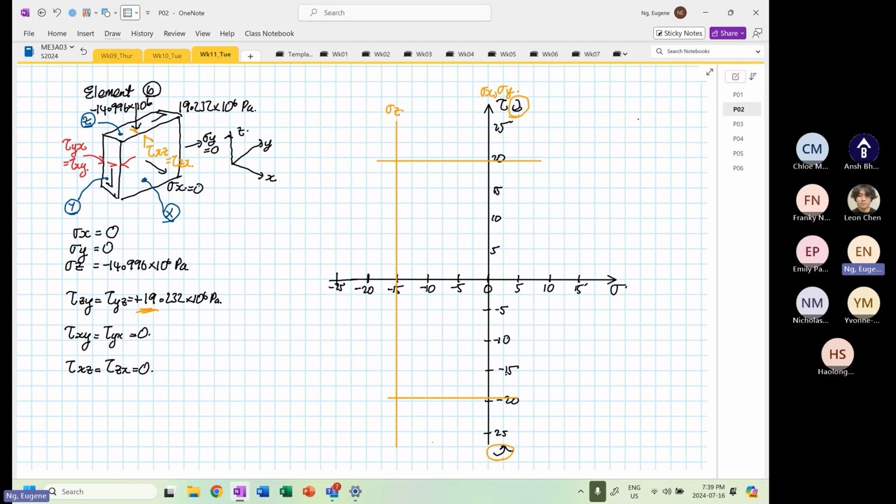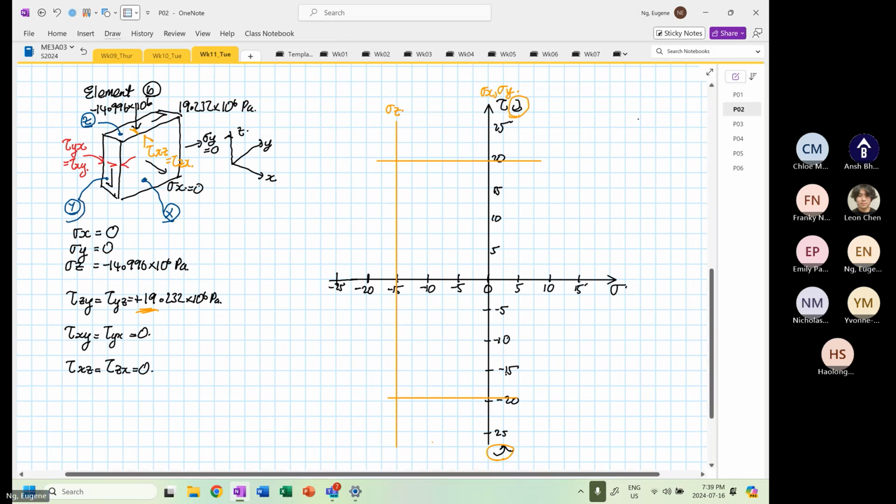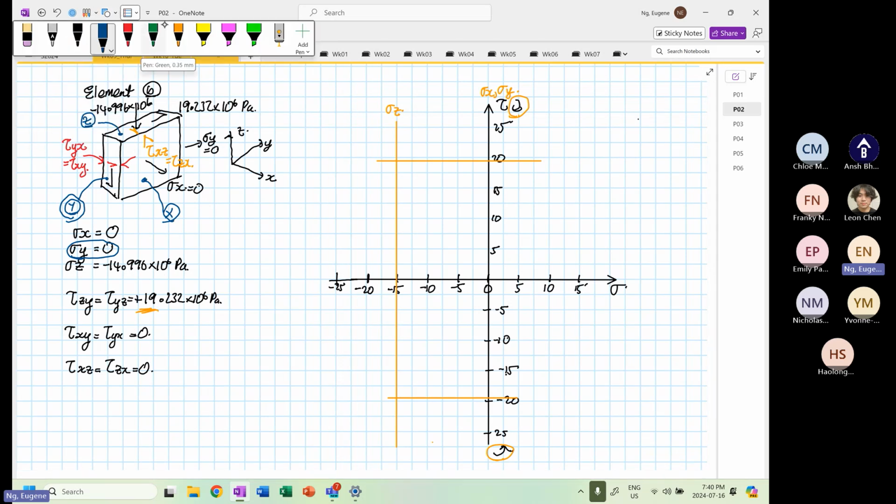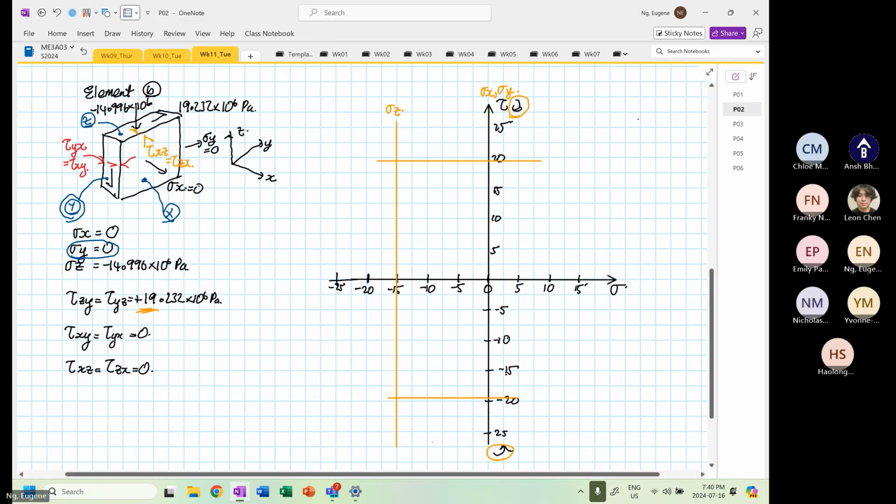Okay. So if we look at point Y, it has 0 normal stress, right? So it's going to lie on this vertical line over here that I'm going to highlight. Okay. Right.